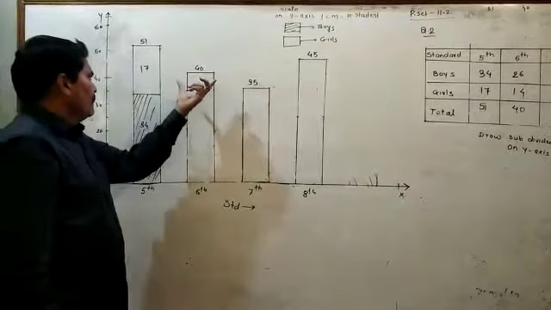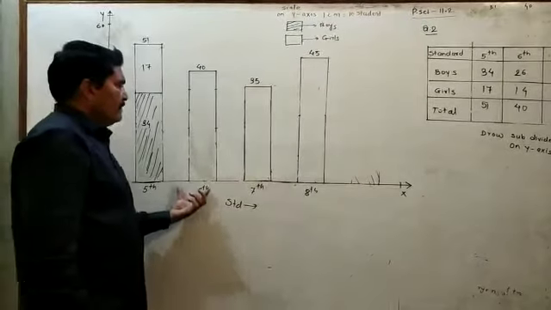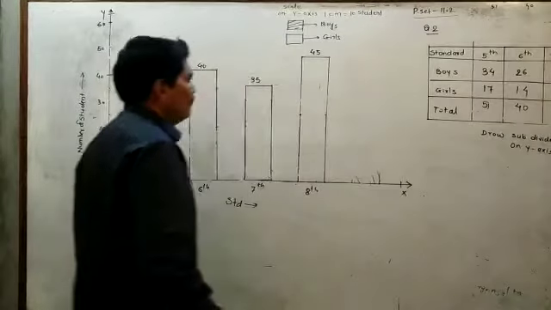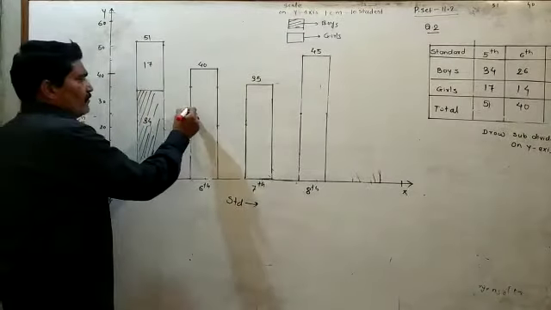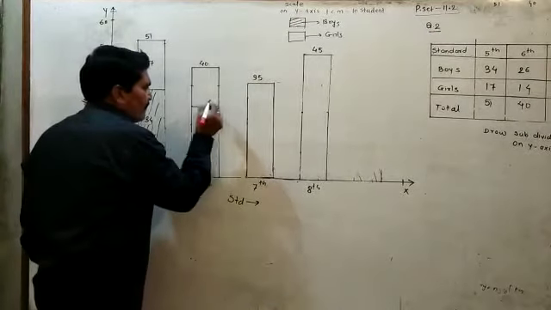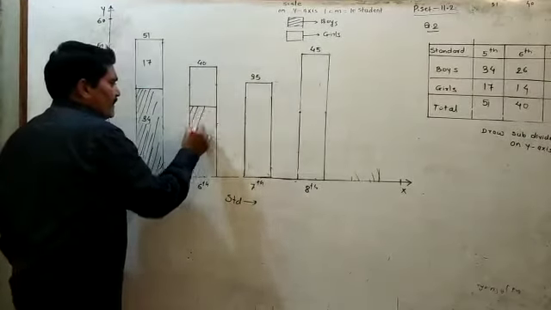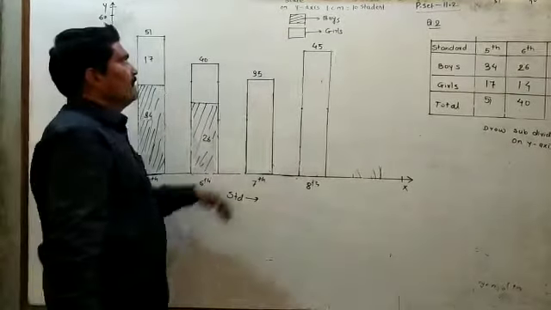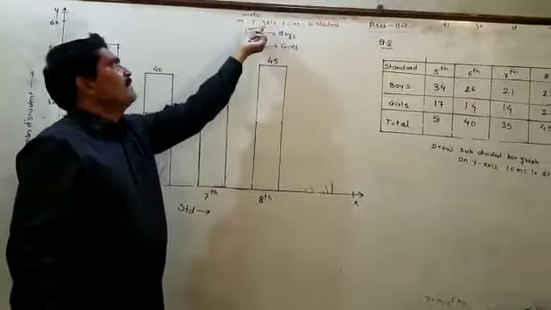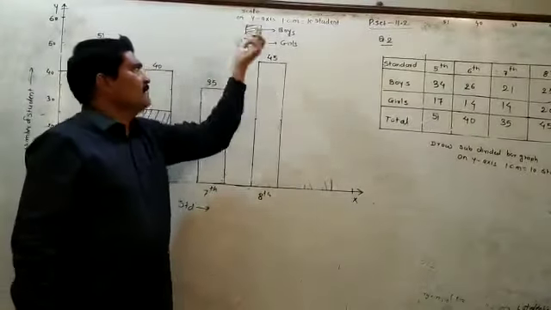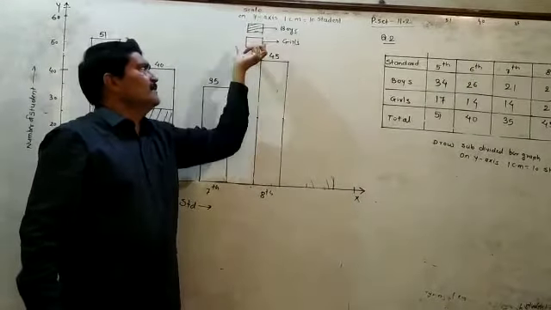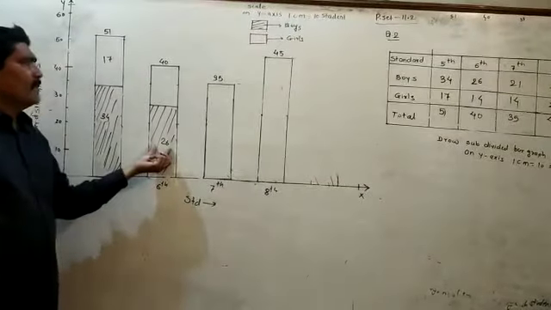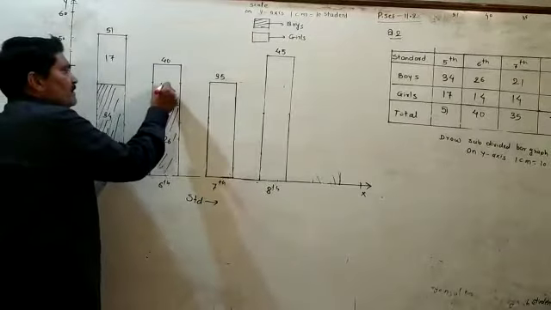Then here, 6th standard, the number of boys is 26. Out of 40, 26 are the boys. So after 20, from the 6th line, you have to draw the subdivided bar like this, and you have to shade it. So I will say that this one is 26 boys, because I already wrote the scale that on the y-axis 1 centimeter is equal to 10 students. Shaded portions show the boys and the blank portion shows the girls. Here 26 boys and the remaining 14 girls.